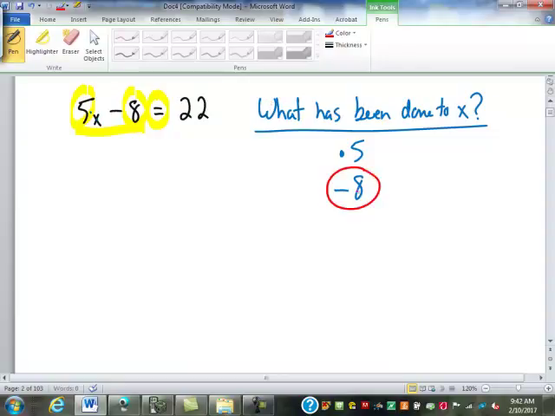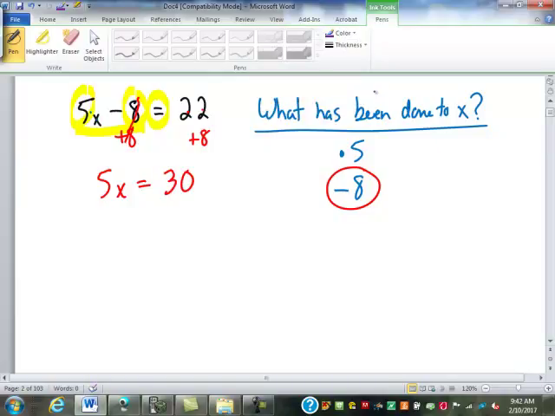So subtracting 8 is the last piece that was put on here. That's the first piece we have to take off. How do we take off subtracting 8? Adding 8. And of course, we have to do that to both sides. So over here, all that's left is the 5x. Over here, we have to do 22 plus 8, which is 30.